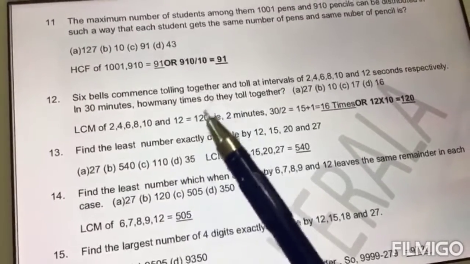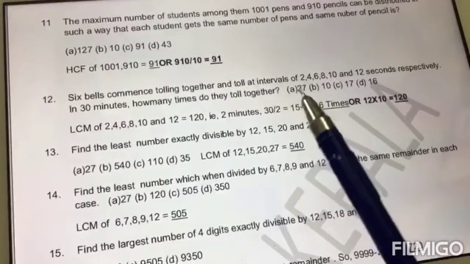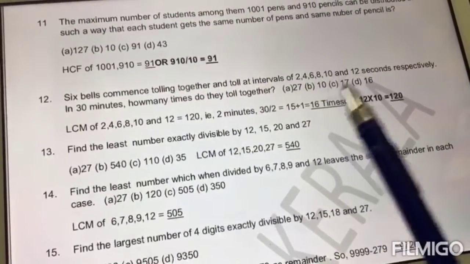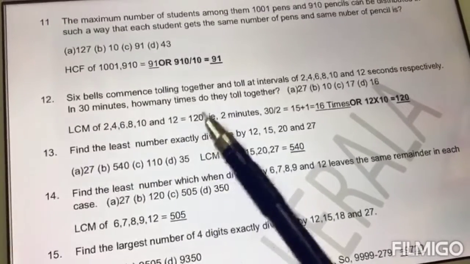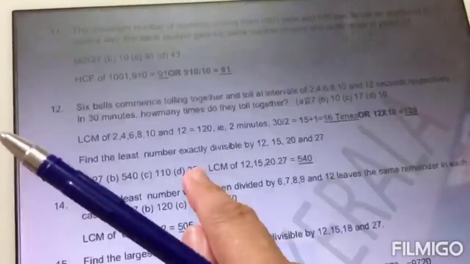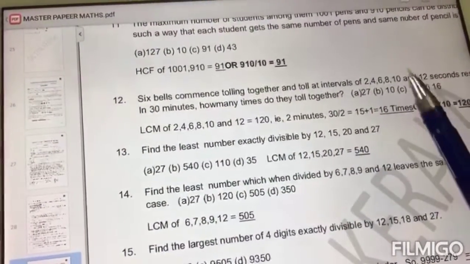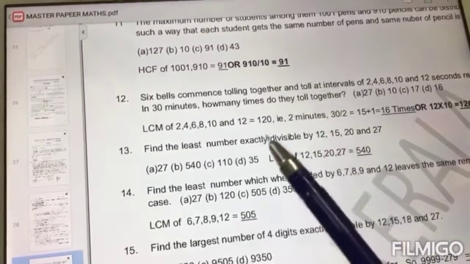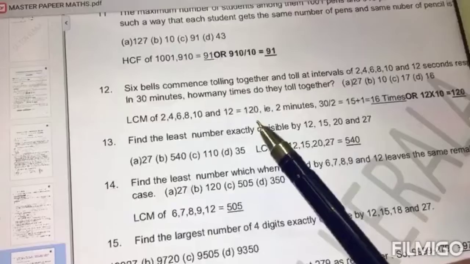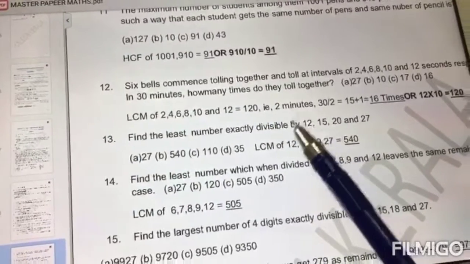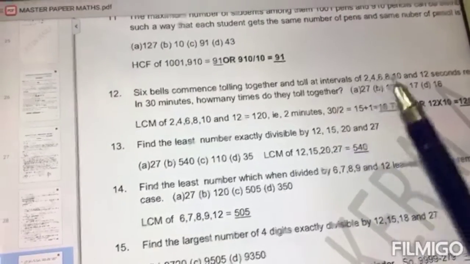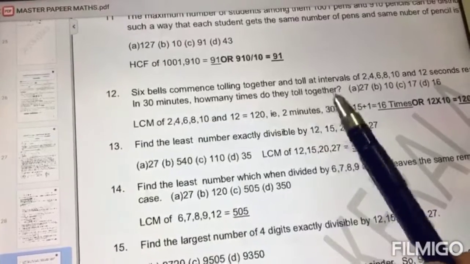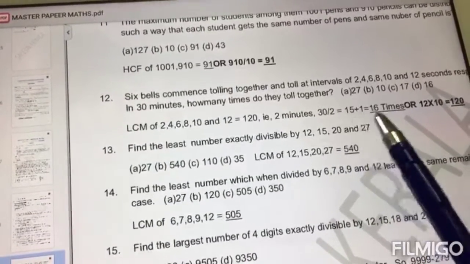6 bells commence tolling together and toll at intervals of 2, 4, 6, 8, 10 and 12 seconds respectively. Toll means sound. In 30 minutes, how many times do they toll together? You simply have to find the LCM of these numbers, right? They are all in the same unit, so you need not worry. The LCM is 120 seconds, which is equal to 2 minutes. So every 2 minutes they sound. In 30 minutes, it's nothing but 30 divided by 2 plus 1, which is 15 plus 1 or 16 times.